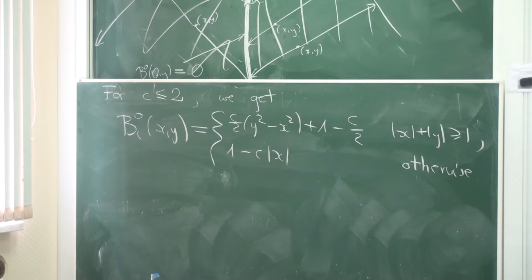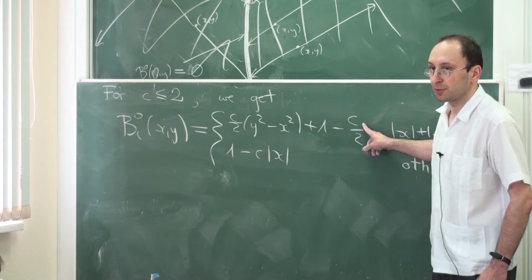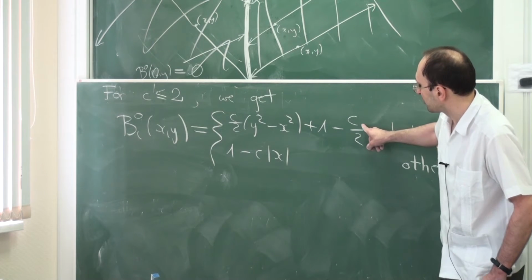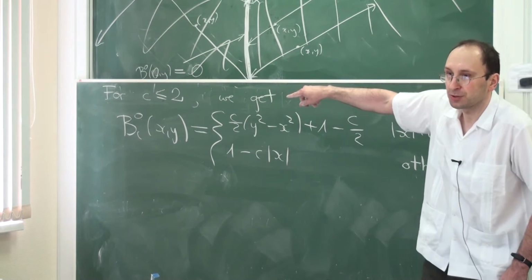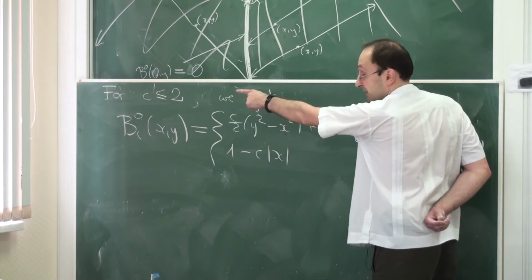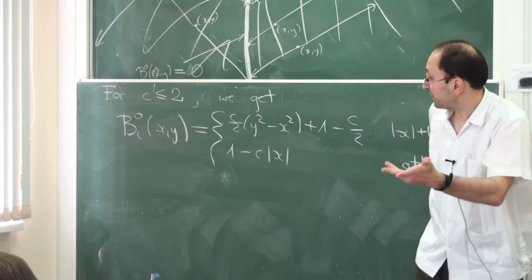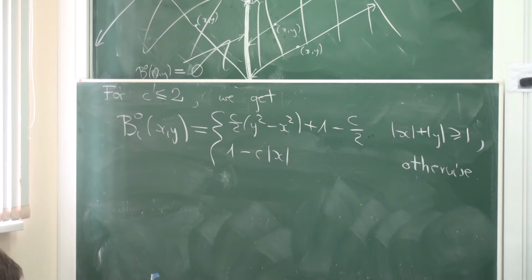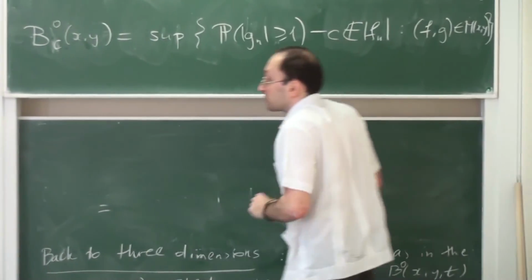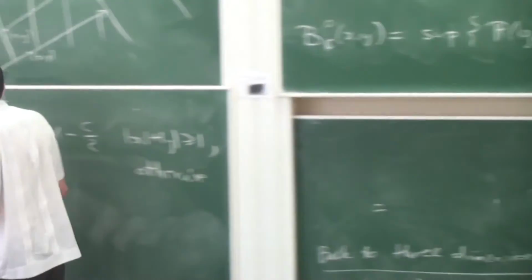There is a problem for C larger than 2, because this does not work for C larger than 2: the majorization at the point 0, 0 is violated. If you just plug 0, 0 here, and C is larger than 2, then you see that this thing is negative. On the other hand, this function V is 0. So we do not have this majorization, so something has to be corrected for C larger than 2.